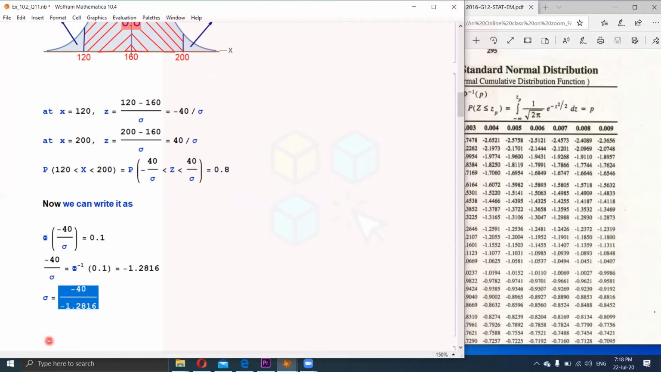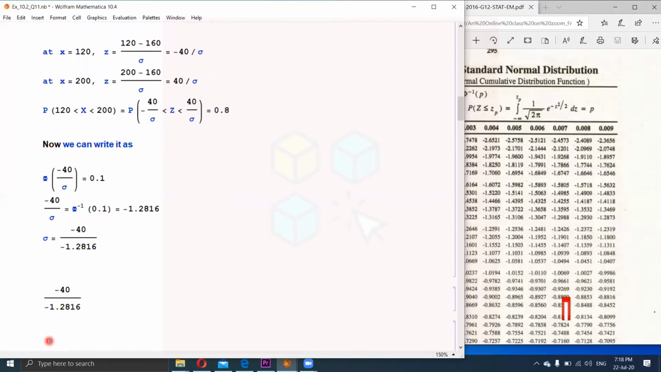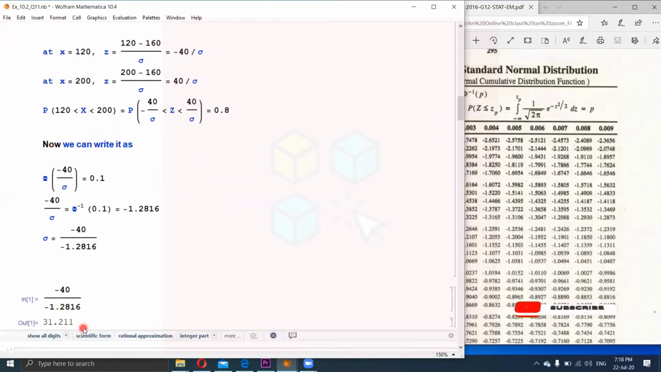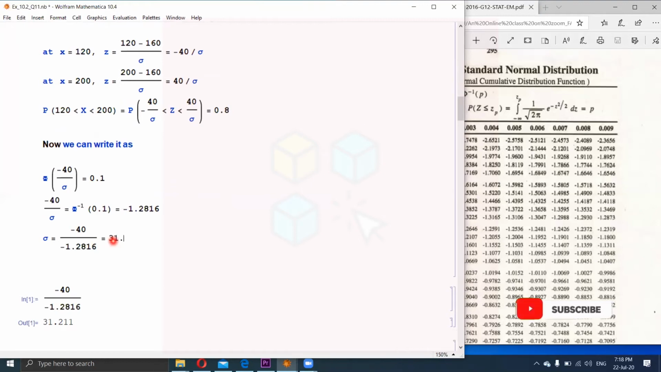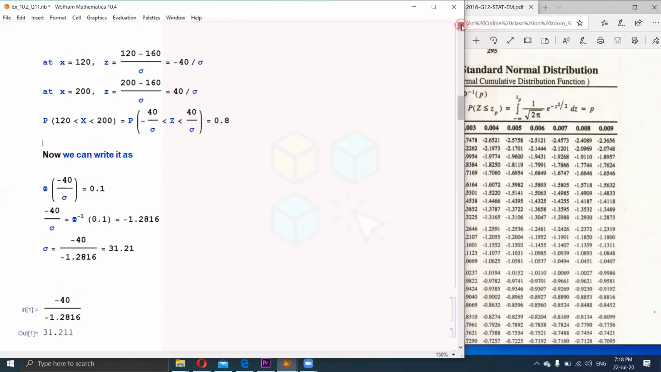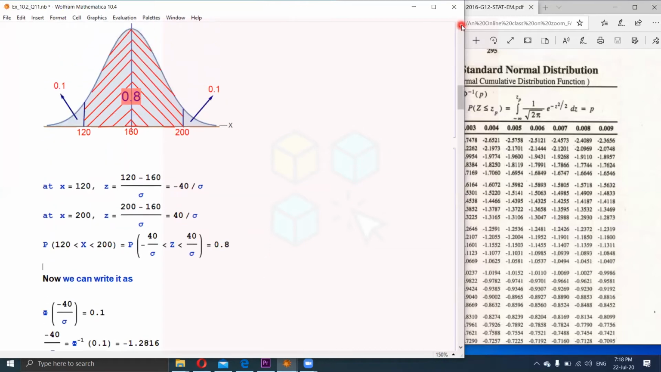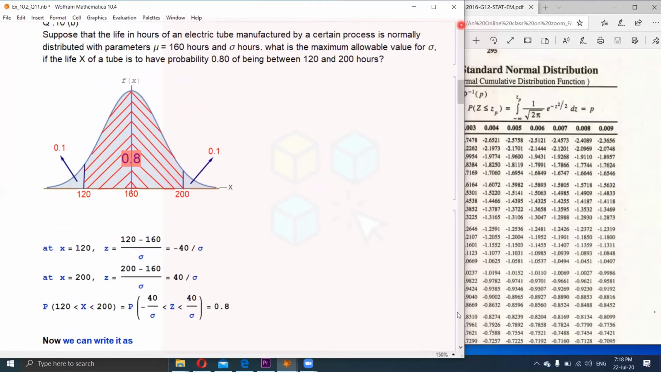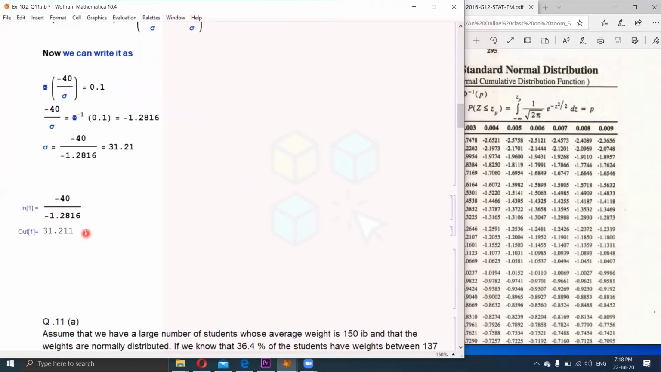So solve this equation here, and the result is 31.21. Sigma is 31.21. The values are given in terms of what unit of measurement in the statement? Hours. So we will write here 31.21 hours. This was question number 10.